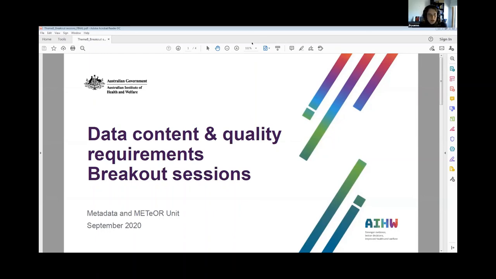And so we've got data content and quality requirements up. So thanks, Kristan, for handing over to me. And thanks to Melina for your insights on data sharing from a clinical trials perspective. I'm Dr. Roxanne Foster from the Australian Institute of Health and Welfare, the Metadata and Meteor Unit. We're providing expertise in data development principles and process to inform the HeSANDA consultation phase. So before moving into the breakout rooms, I'll briefly reiterate what we hope to achieve with today's workshop.